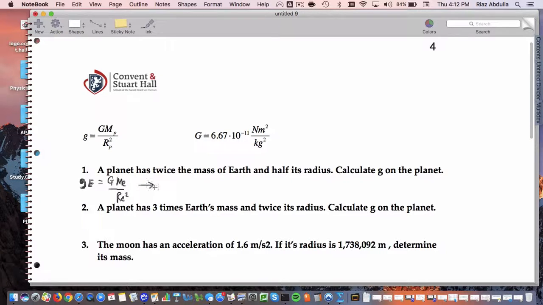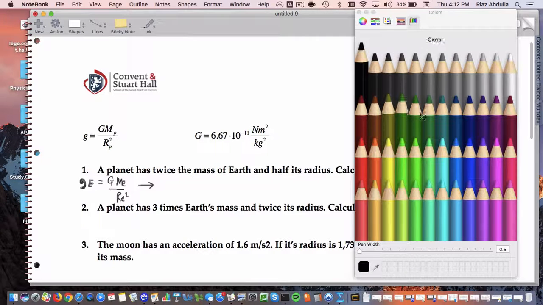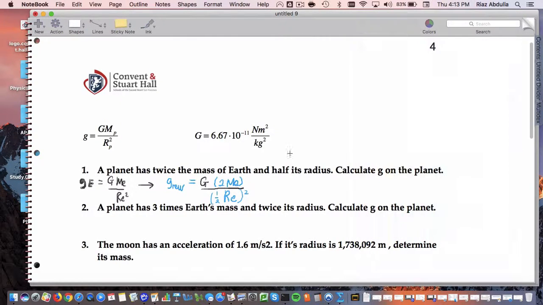Now what we're going to do is, on our new planet, we're going to simply take some data from Earth and change it around. So we've got the same G as before because that's the universal gravitational constant, but now we're going to double the mass and divide by the radius of this new planet squared. So it's got half of Earth's radius, so we'll square that.